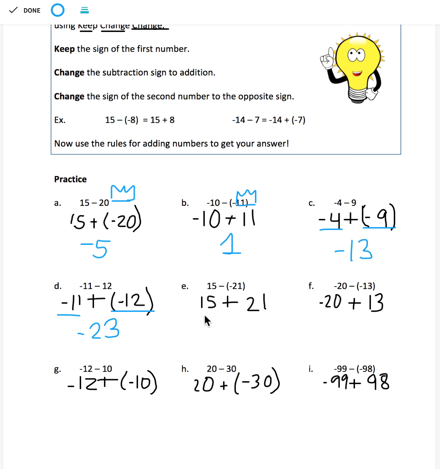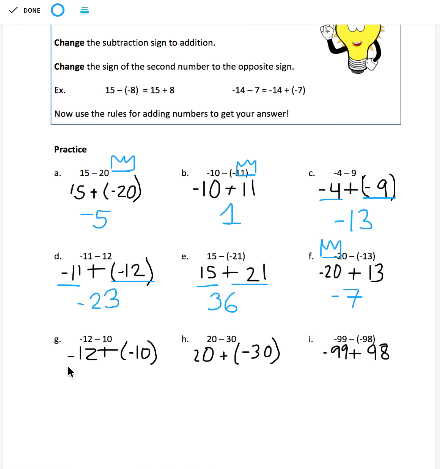Letter E, here we have just a simple positive plus positive. So we get positive 36. Letter F, we have a negative 20 and a positive 13. The negative 20 has a greater absolute value, so it's stronger. So it's going to be the champion here when we battle. 20 minus 13 is 7. 7 is not the answer. The answer is negative 7 because the negative has a greater force.